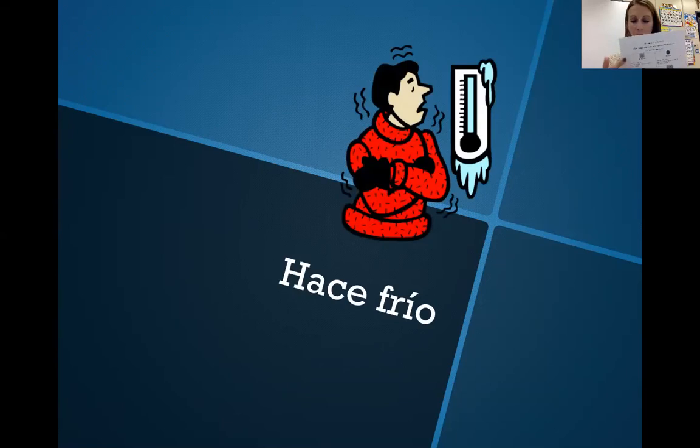So that's in the top section. There are 4 boxes for las estaciones, the seasons. That's in the first box here with the snowflake for el invierno. What do you think, what season is el invierno? Winter, muy bien. Invierno is winter.